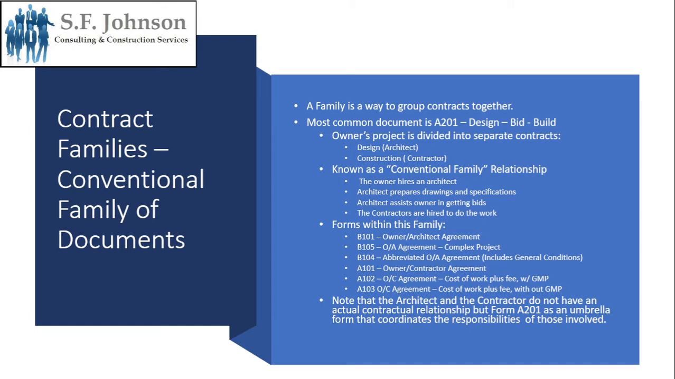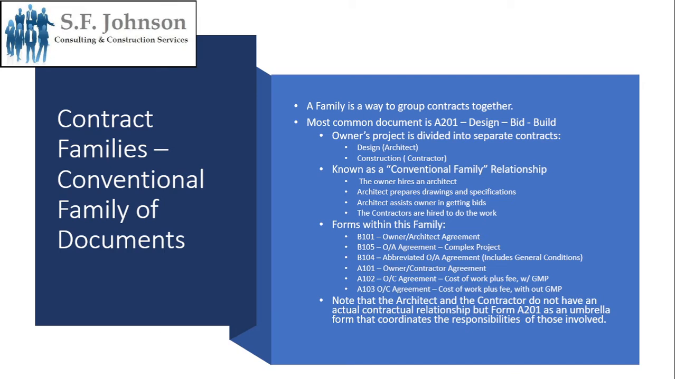And the most common document is the A201, which is the design, bid, build set of documents. It's where the owner's project is divided into two parts. So it's the design portion between the architect and the owner, and then the construction portion between the owner and his contractor, and then subsequently all the subs that are hired as well. This is known as conventional family relationship, where the owner hires the architect, and the architect prepares the drawings and the specifications, and the architect also assists the owner in getting all of the contractors hired to do the work.